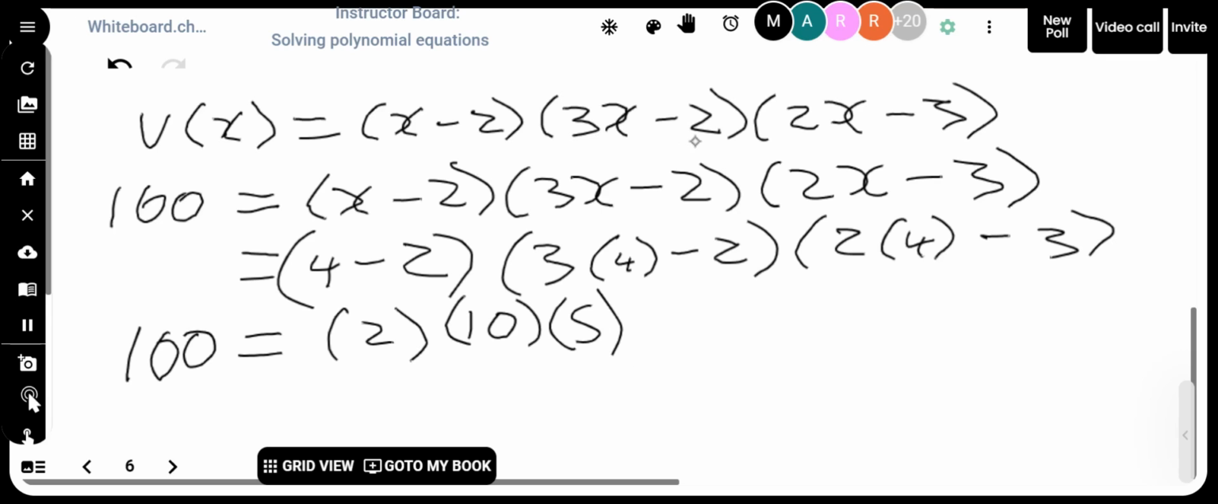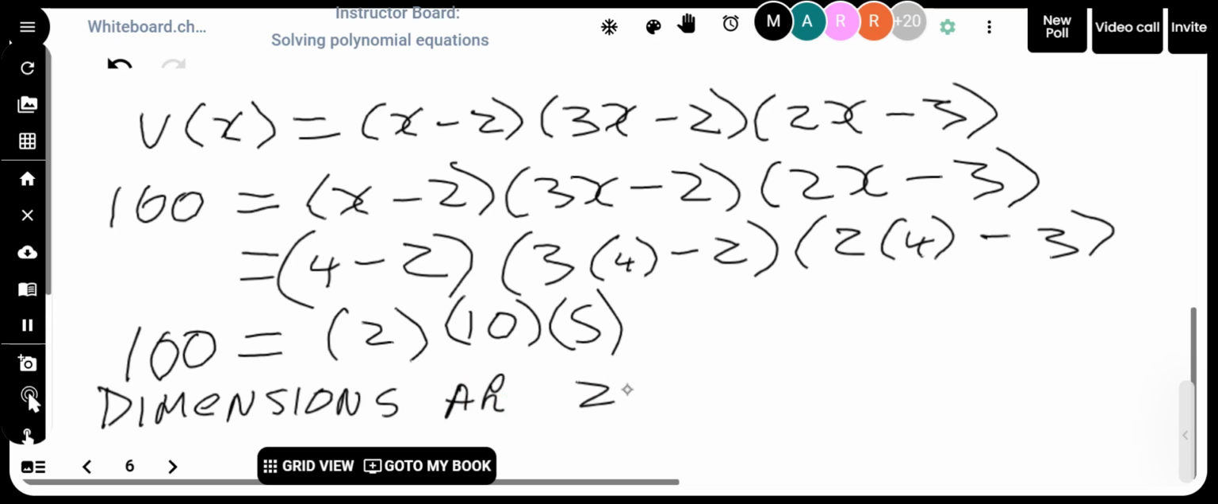The x minus 2, the 3x minus 2, the 2x minus 3 are going to give you these numbers right here. So here are my dimensions, the dimensions of this box that are going to give me 100. I know I didn't have to try plus and minus 1, or plus and minus 2, because my domain is that x has to be greater than 2.